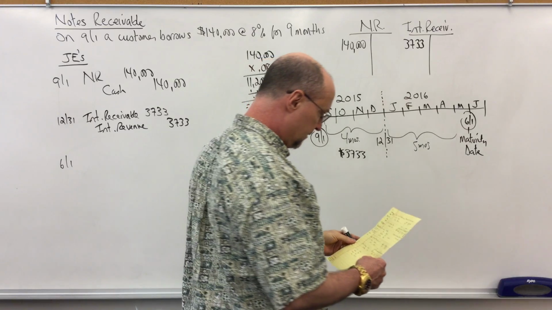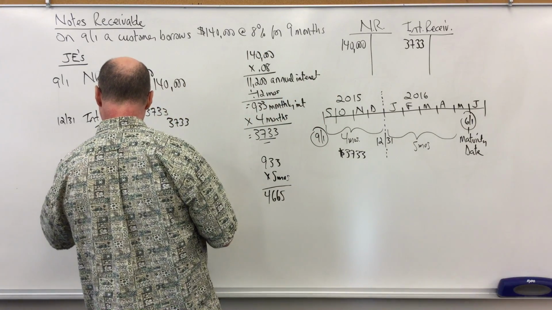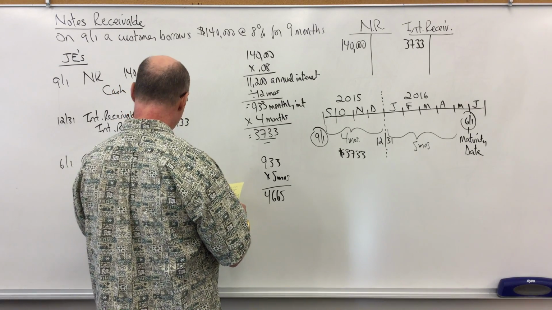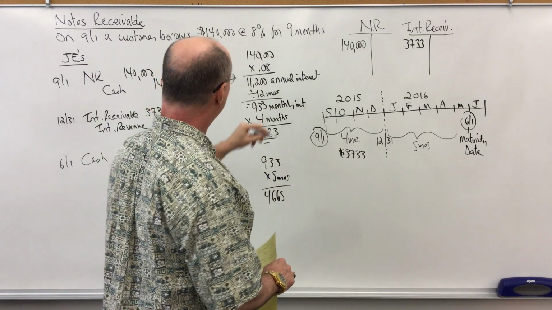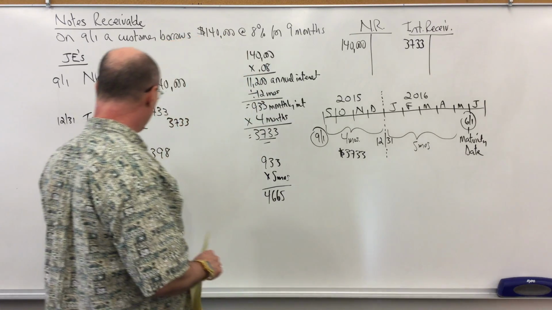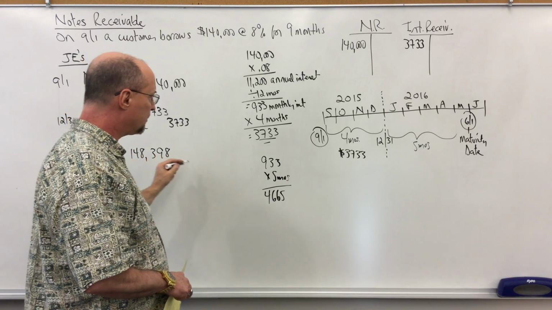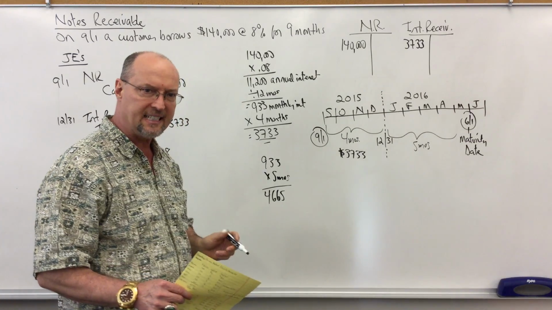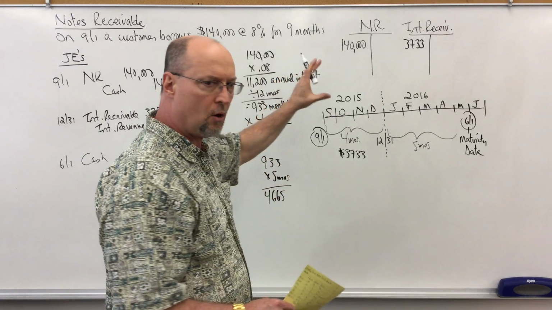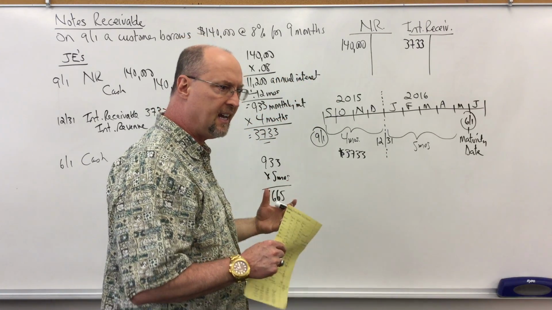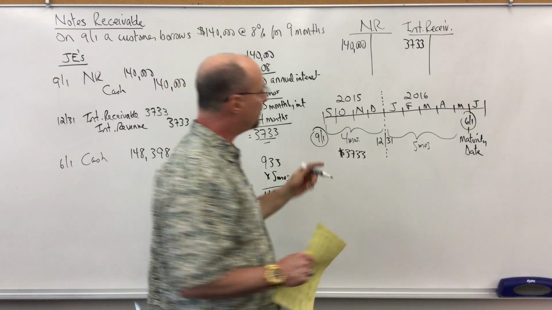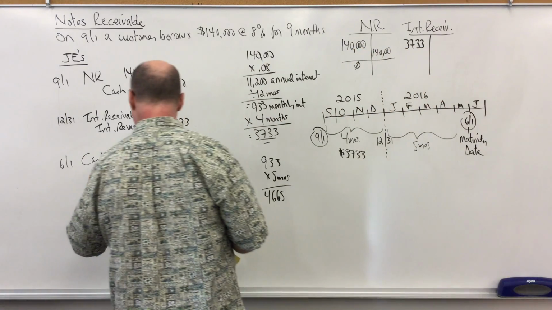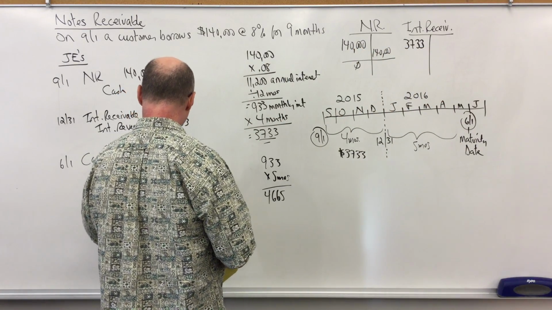Okay, and so I'm going to debit cash for $148,398, which again represents $140,000 of principal and $8,398, which represents 9 months interest. Now that we've collected the note, we have to get it off our accounting records, or else we're going to think that they still owe us the money, and they don't owe us the money. So I have to credit the note receivable, and I'll do that here. NR, note receivable, credit 140,000.